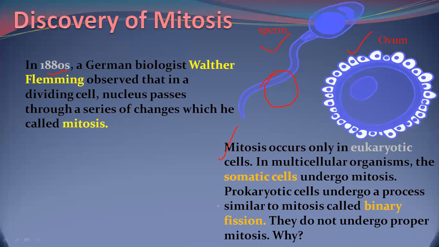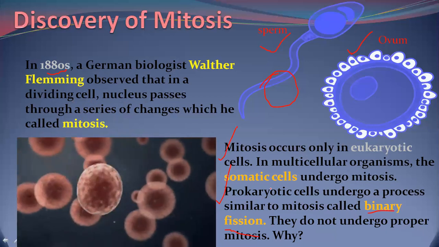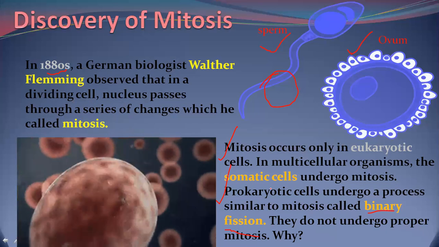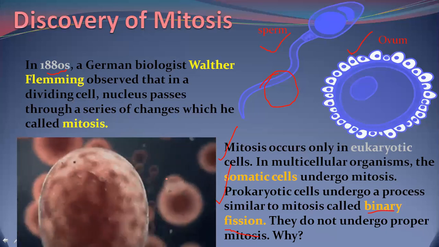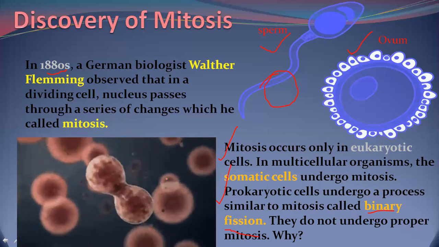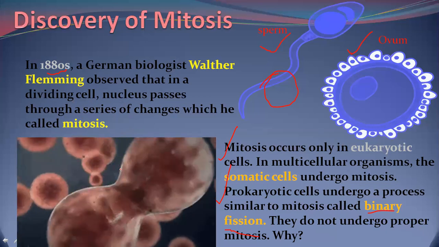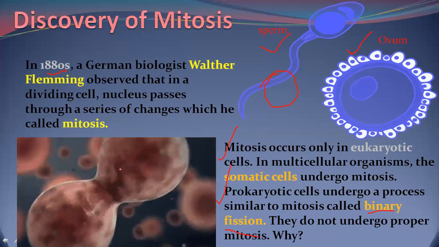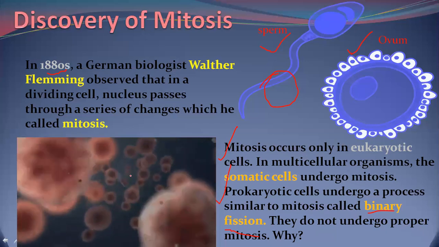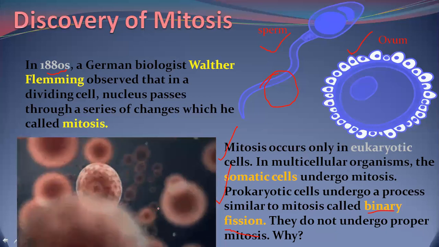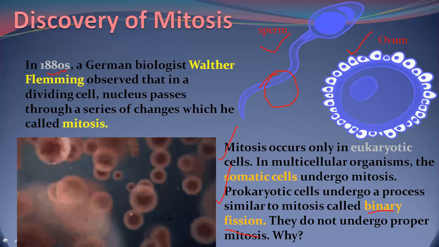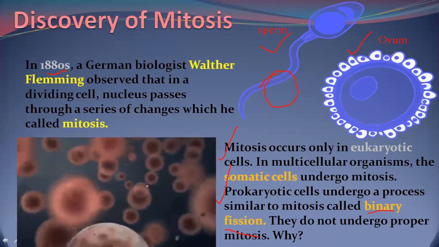What about prokaryotic cells? They undergo a process similar to mitosis, but not proper mitosis, called binary fission. Binary means two, fission means breaking. In binary fission they do not undergo proper mitosis, because they don't have membrane-bound organelles, and they don't have centrioles or a proper nucleus. That's why they don't form spindle fibers. So they just duplicate their chromosomes, the chromosomes move apart to both sides of the cell, and the cytoplasm breaks from the center. This is called binary fission.